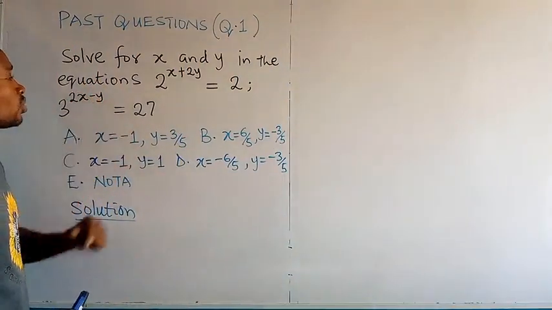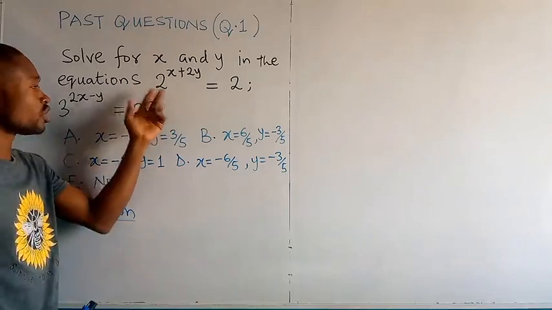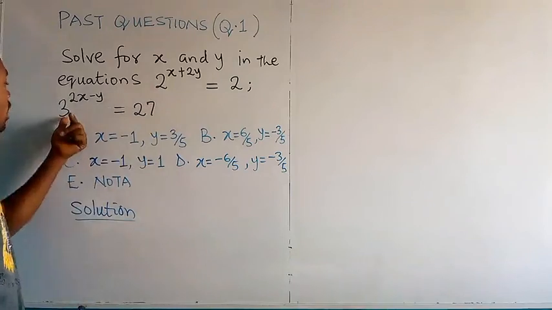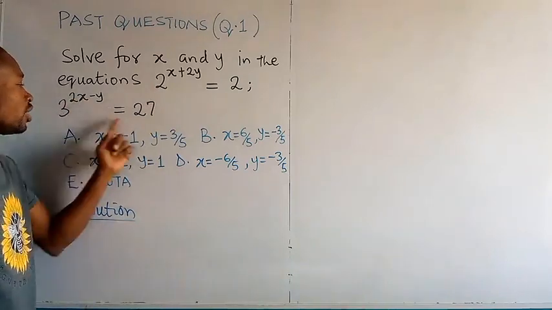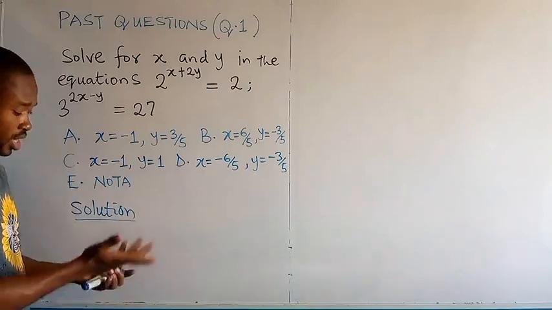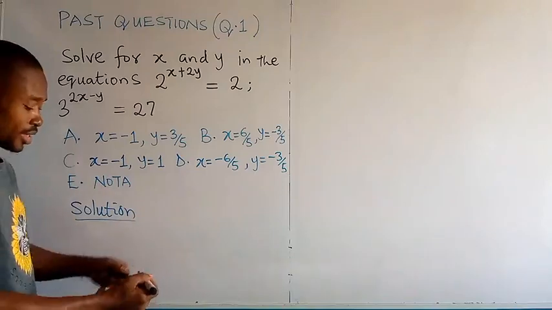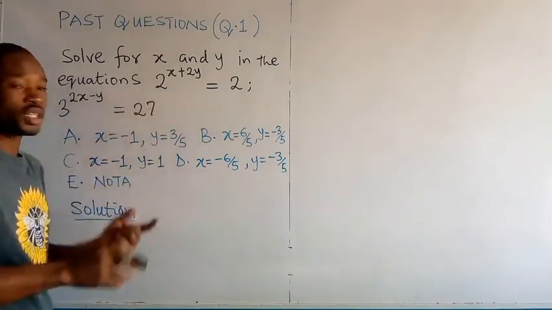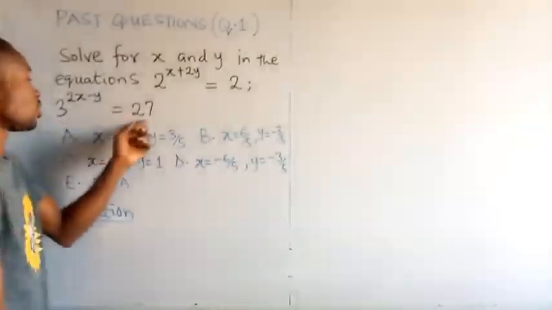Solve for x and y in the equations 2 to the power of x plus 2y equal to 2, and then we have 3 to the power of 2x minus y equal to 27. We have the options here as usual. We have to solve for x and y. So what do we do? Simply, if you look, this is a simultaneous equation clearly. This is equation 1, this is equation 2.